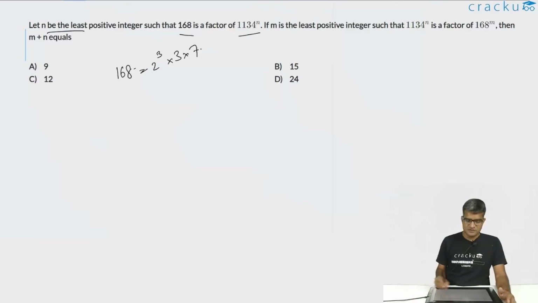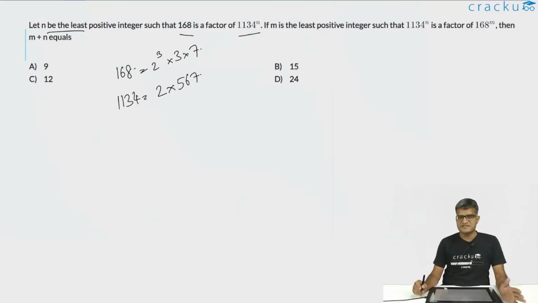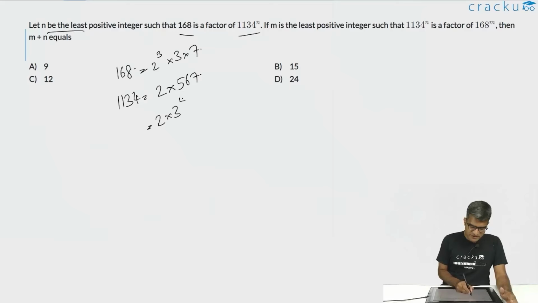What is the prime factorization of 1134? 1134 is equal to 2 into 567. What is 567? It is 7 into 81. So this is 2 into 3 to the power 4, which is 81, into 7.